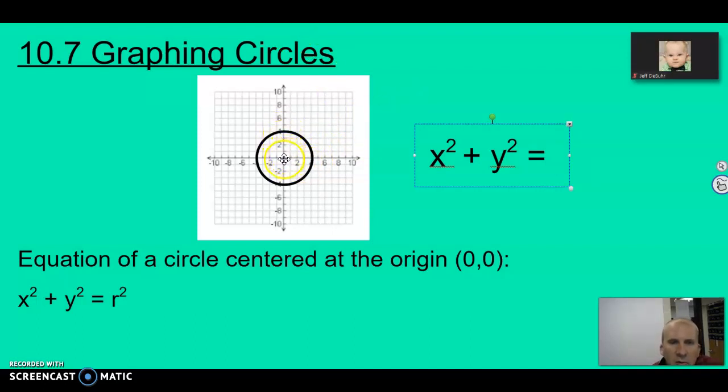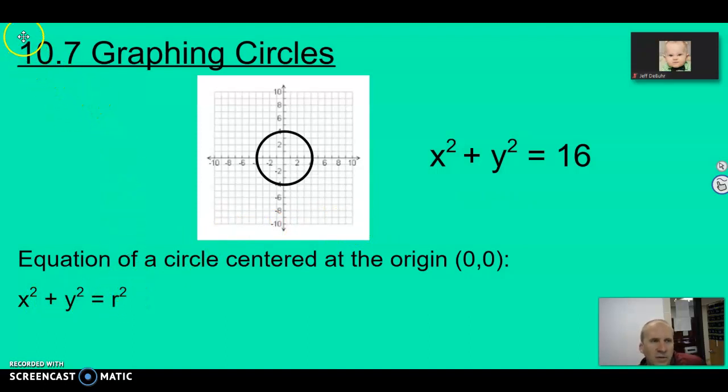So we need to look at our graph here. Our circle from the center to a point on the circle is 1, 2, 3, 4 units. So the radius is 4 units, and 4 squared is 16. So in order to graph this circle, we would have to utilize the equation x squared plus y squared equals 16. Because a circle centered at the origin is simply x squared plus y squared equals r squared.